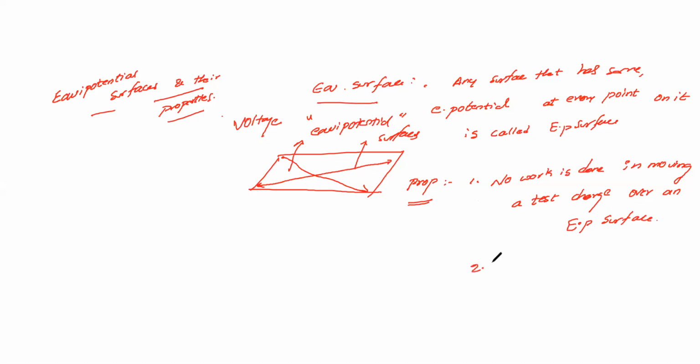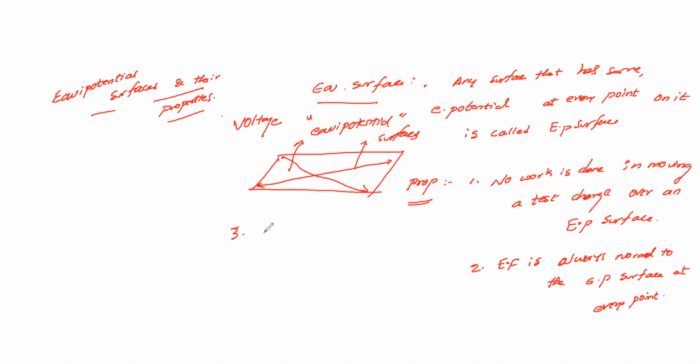First take the properties, then after that I'll explain. Second property: electric field is always normal to the equipotential surface at every point. Okay, this is your second one.